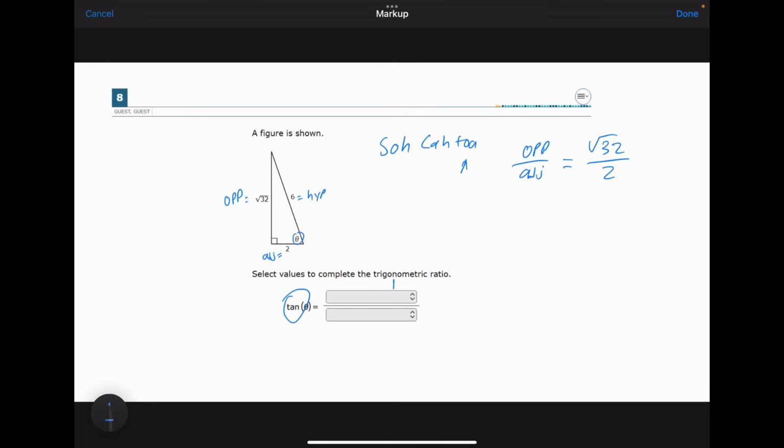And all you would see is for these drop downs, you would have square root of 32 for that drop down and 2 for that drop down. So this is a pretty straightforward question, as long as you know how to properly identify which parts of a triangle are opposite of an angle, and then as long as you know your SOHCAHTOA, this one should be a free one.